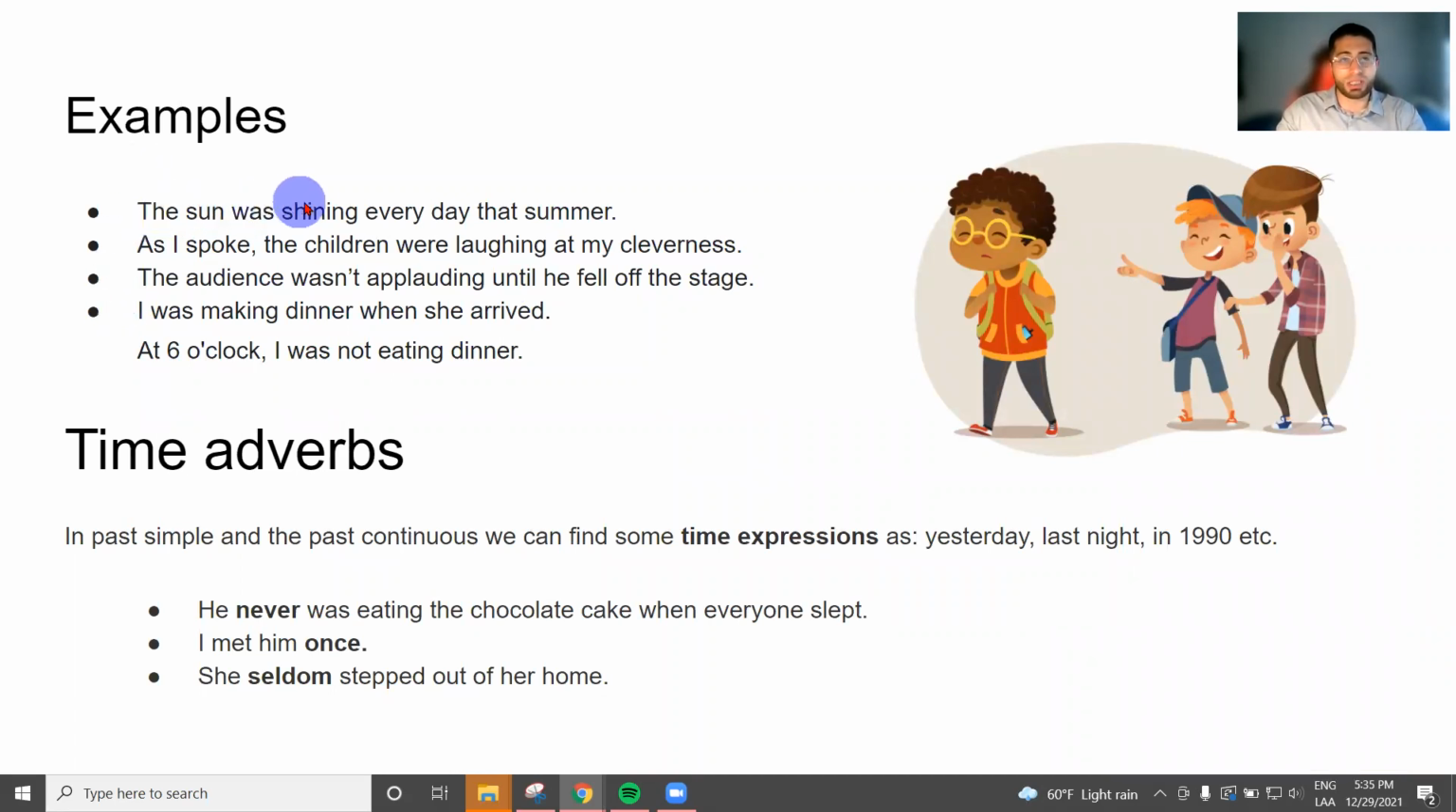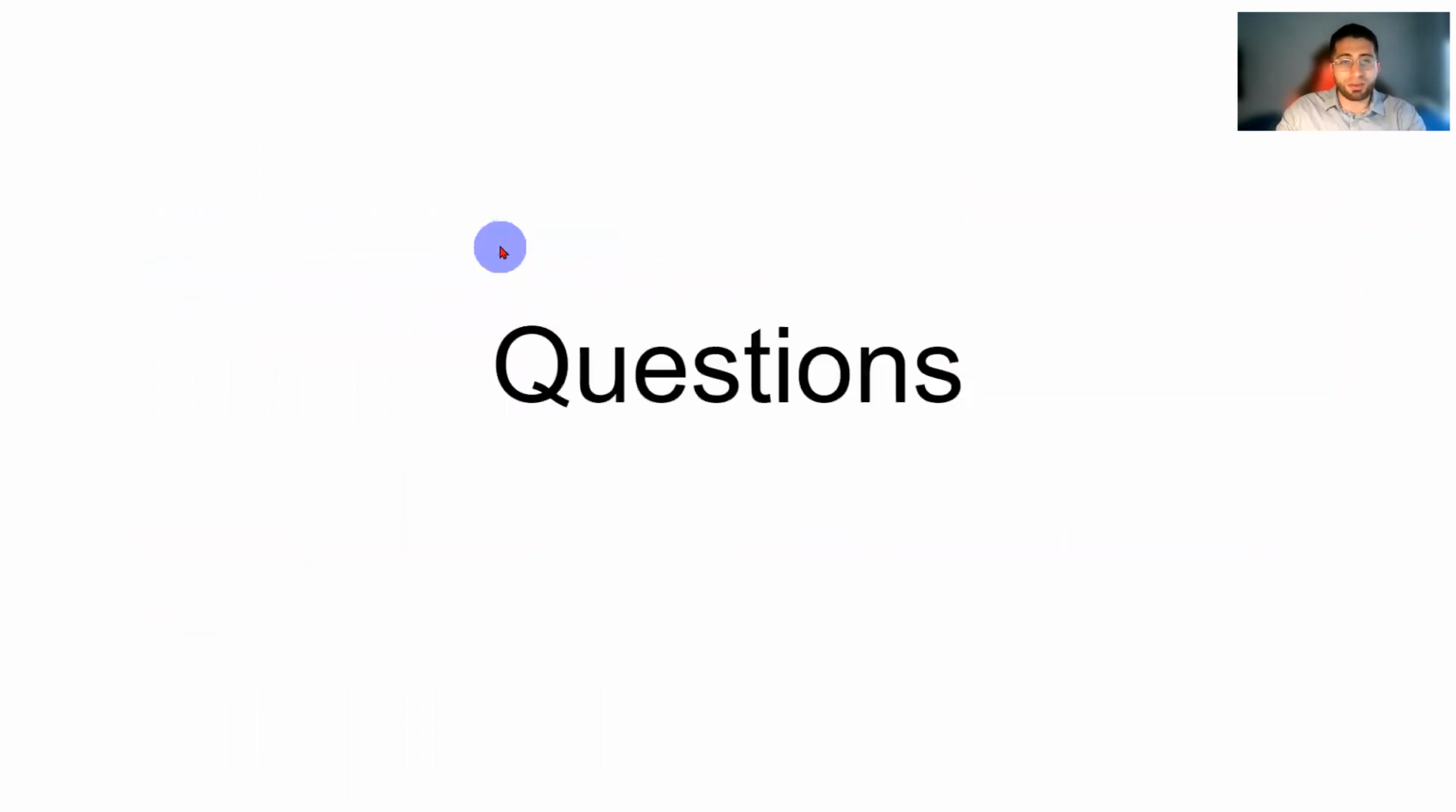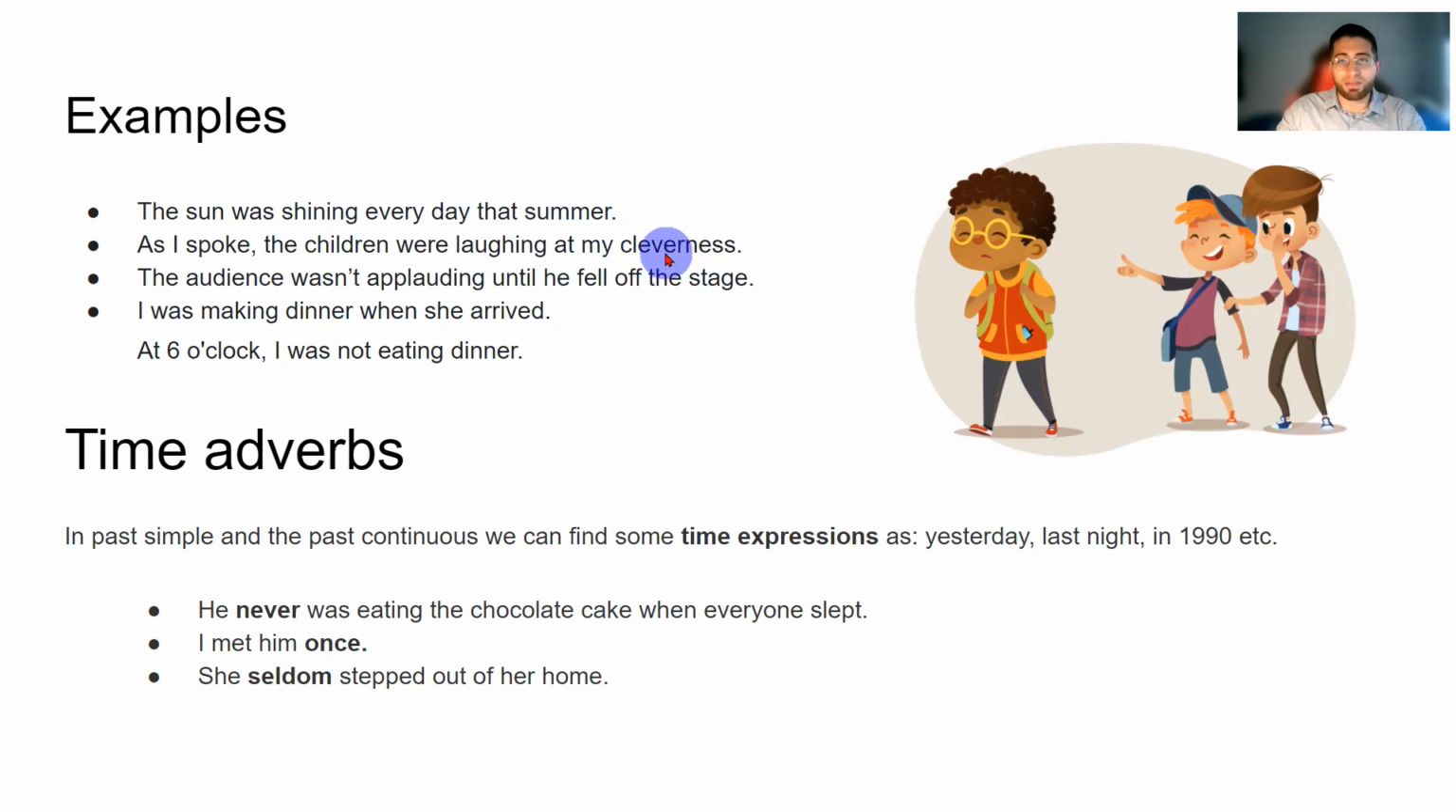It says, the sun was shining every day that summer, right? Entonces, el sol estaba brillando cada día o todos los días ese verano, that summer. ¿Listo? As I spoke, the children were laughing at my cleverness. ¿Listo? Entonces, como en cuanto hablaba, ¿listo? En cuanto hablaba, eso es pasado, right? En cuanto hablaba, los niños se estaban riendo de mi inteligencia, at my cleverness, like this case, como en este caso, yes? Muy bien.